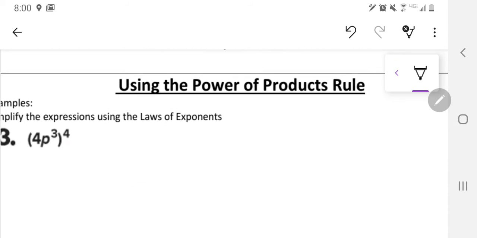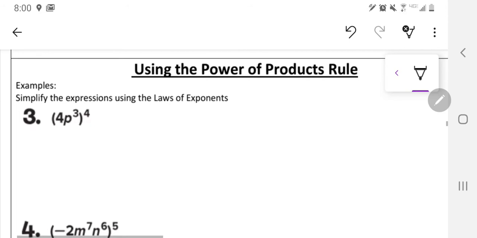Now, let's practice this a little bit. You can pause, try it, see what you get, and then come back and check it out, see if you get the same answer as I did.